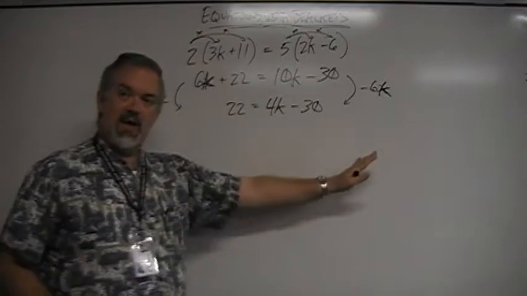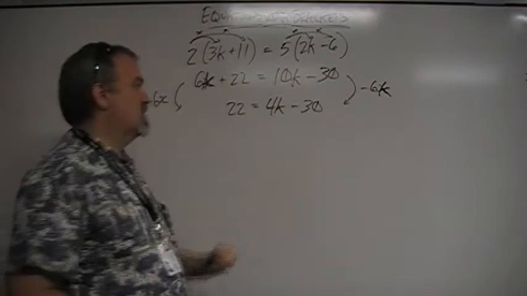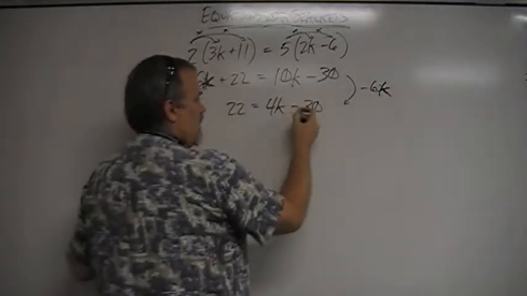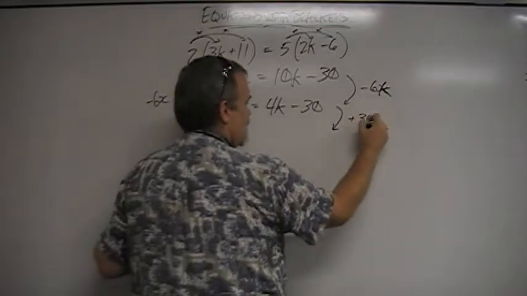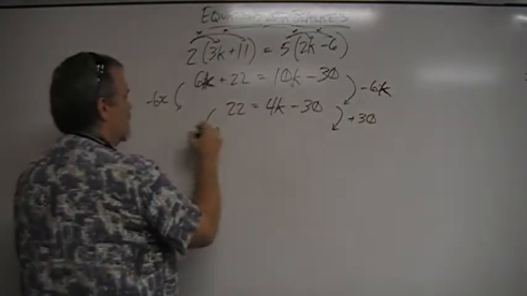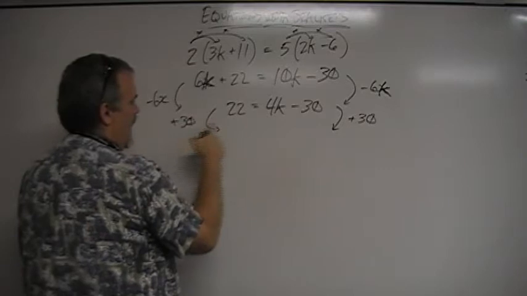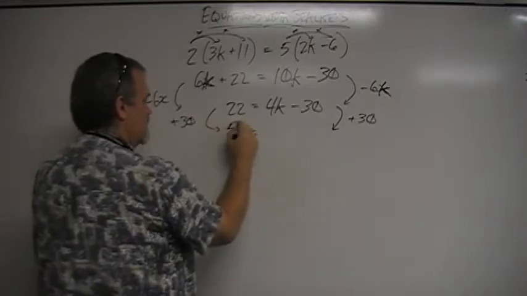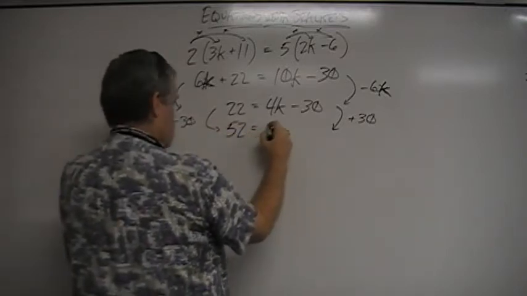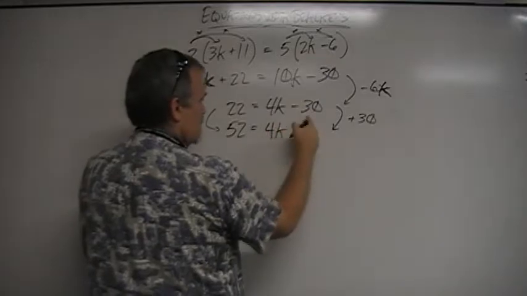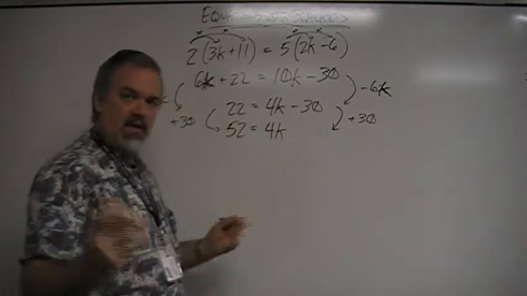So I've got the k's all on that side. I want the numbers all on this side. So this is a minus 30, so to reverse that I'm going to add 30 to both sides. I add 30 to the left-hand side, that makes 52 is equal to 4k. Because minus 30 plus 30, 0, that's gone.